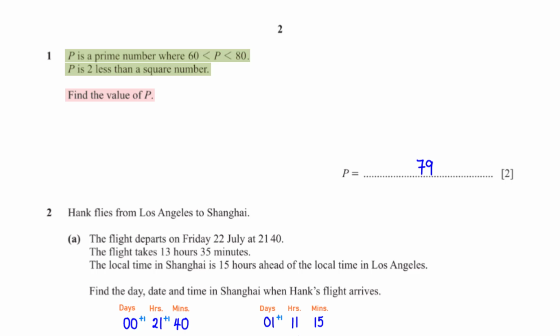First, we look at the square numbers that are close to the range between 60 and 80. These will be 64 and 81. When we subtract 2 from 64, we have 62, which is not a prime number. When we subtract 2 from 81, we have 79, which is a prime number. And so 79 will be our final answer.